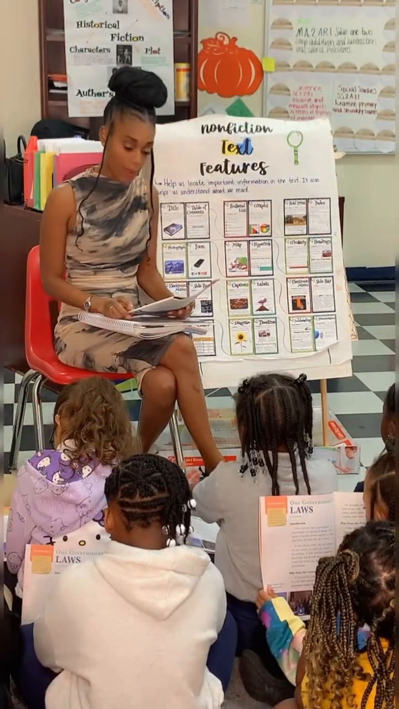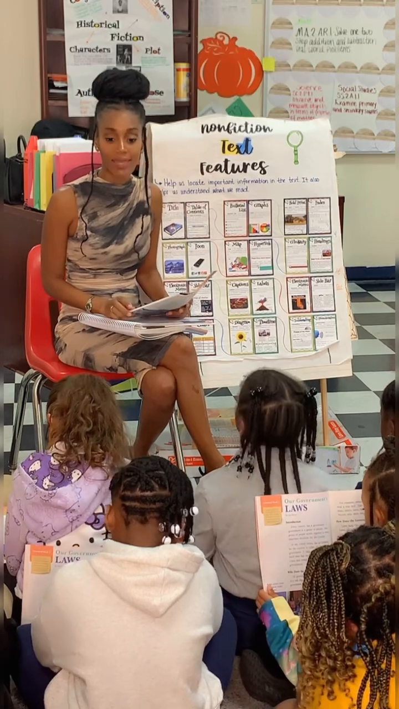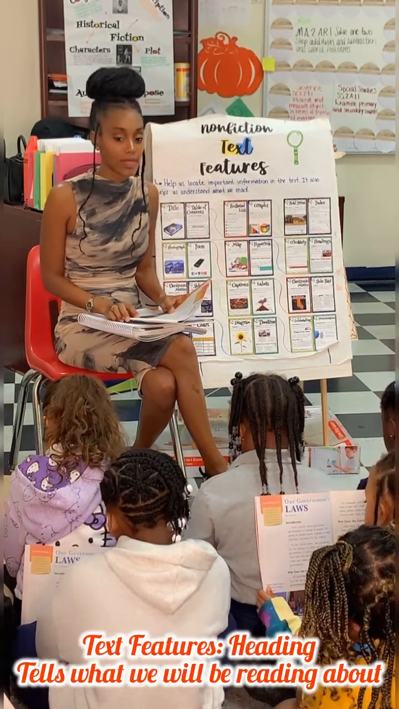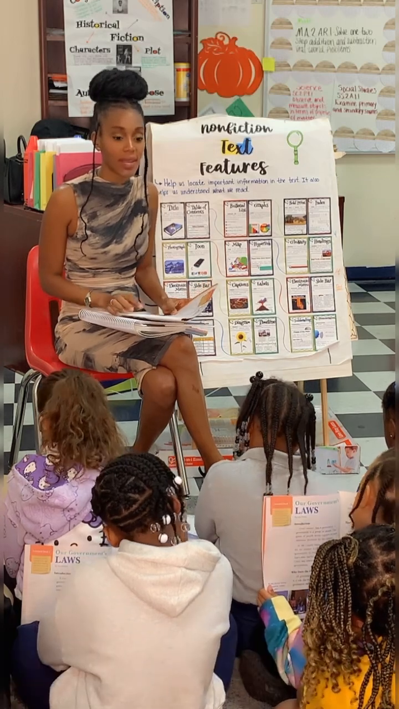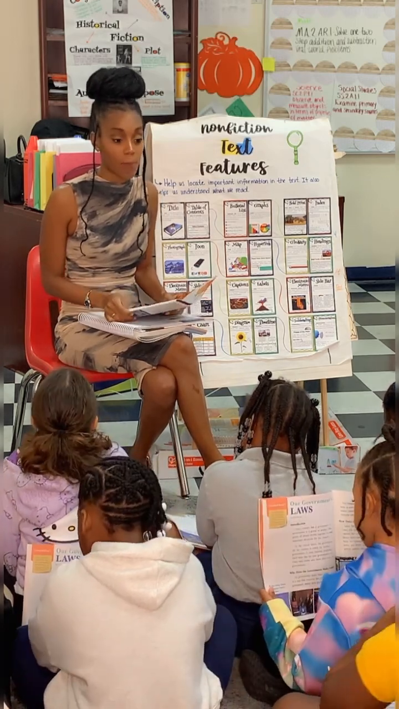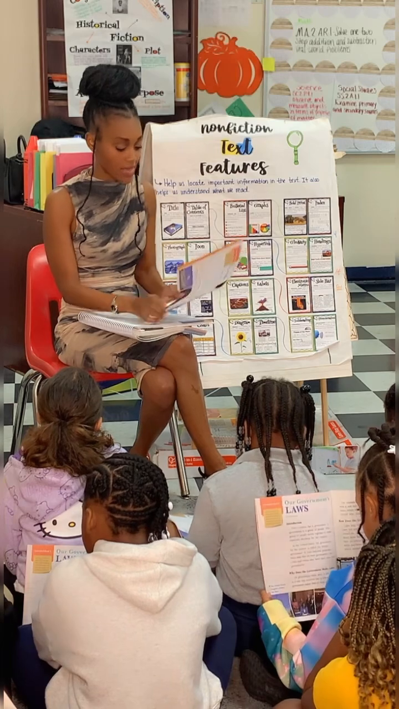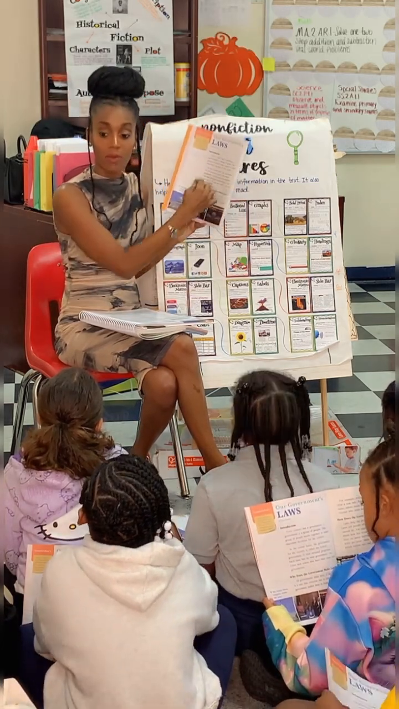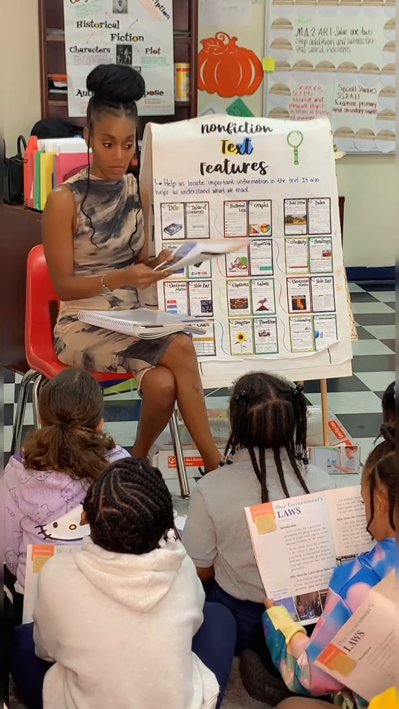So when I look at paragraph 3, on top I can see a heading. The heading is a text feature. We don't want to skip over the heading because the heading is going to give us a little more about what the paragraph is. So it says, why does the government make laws? So we're going to be reading about why the government makes laws.